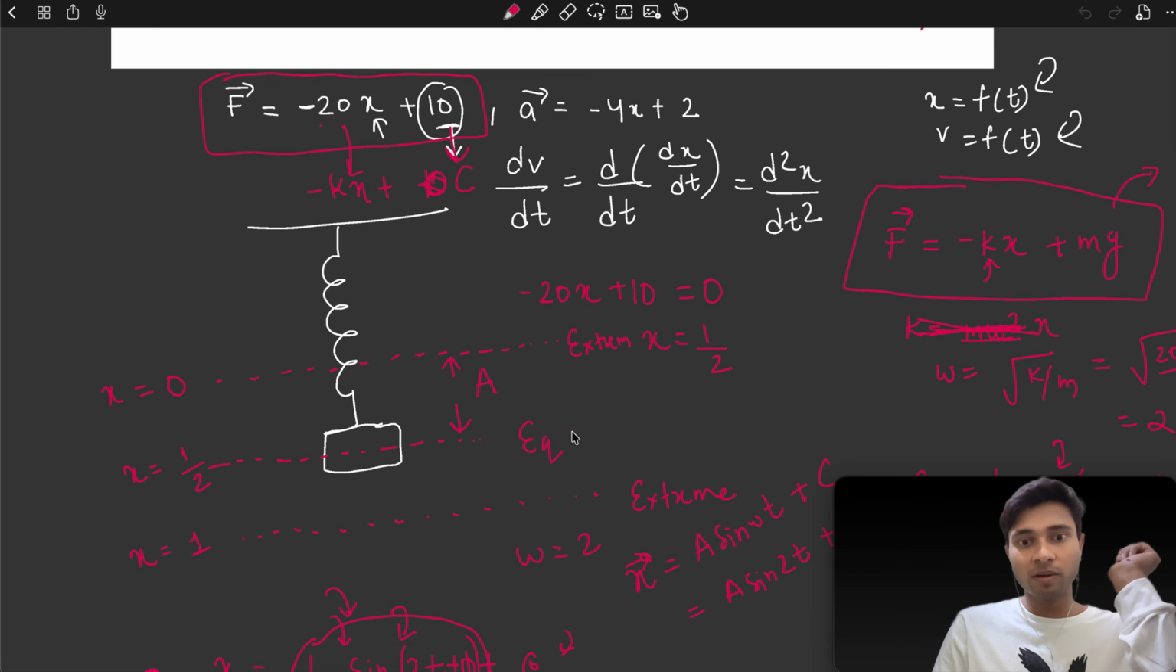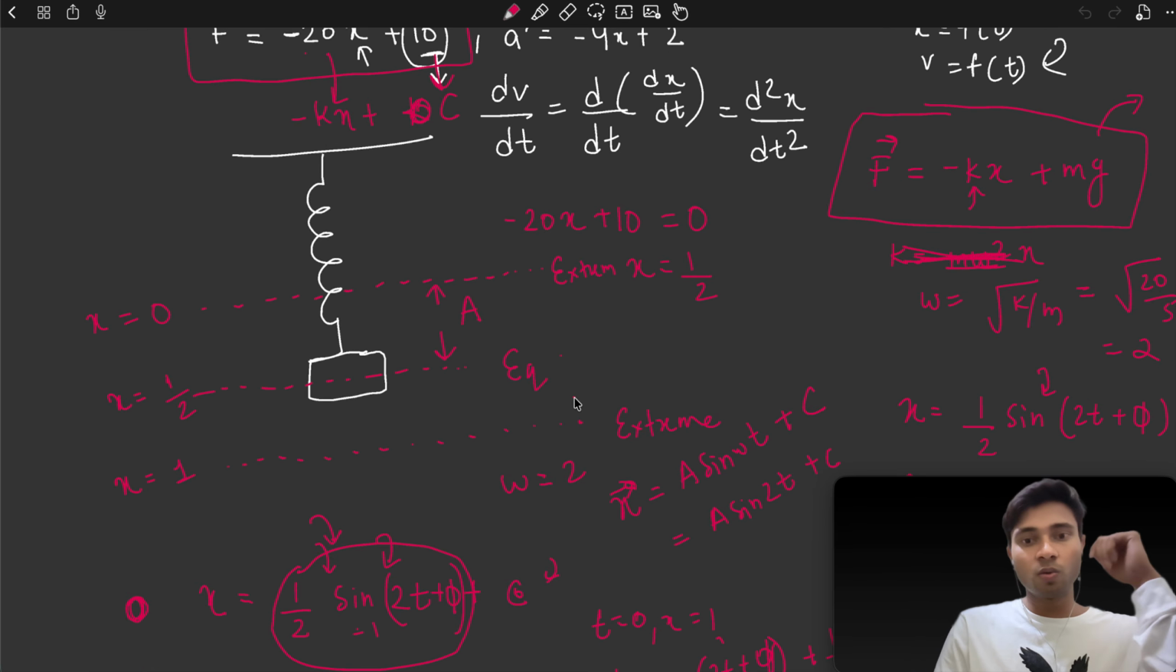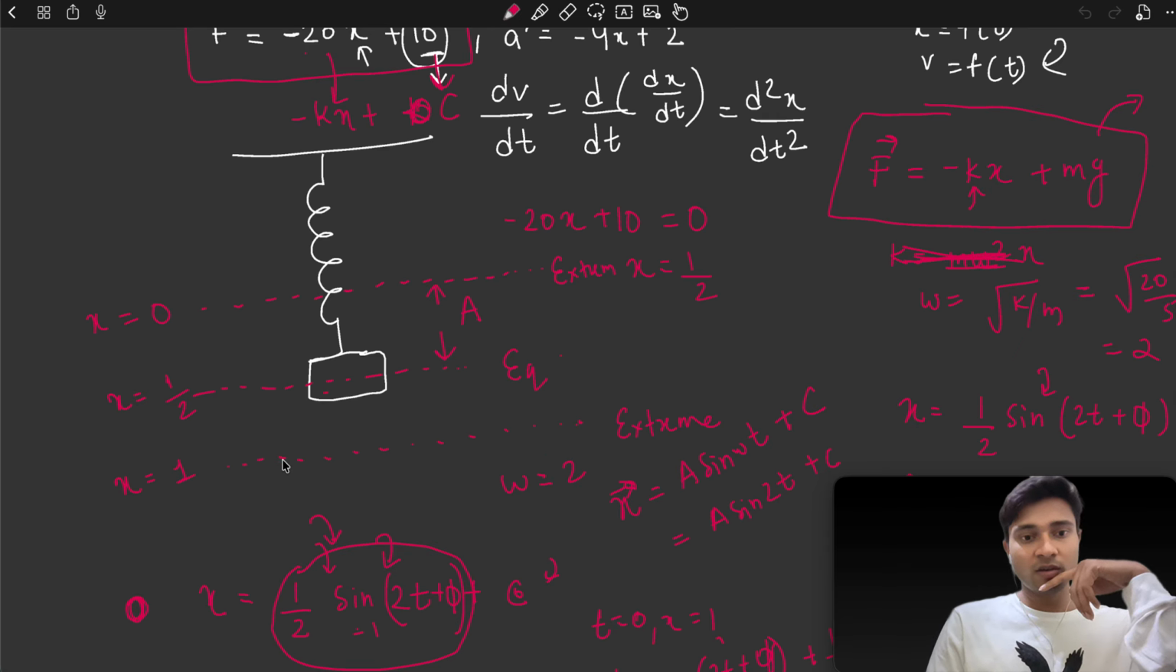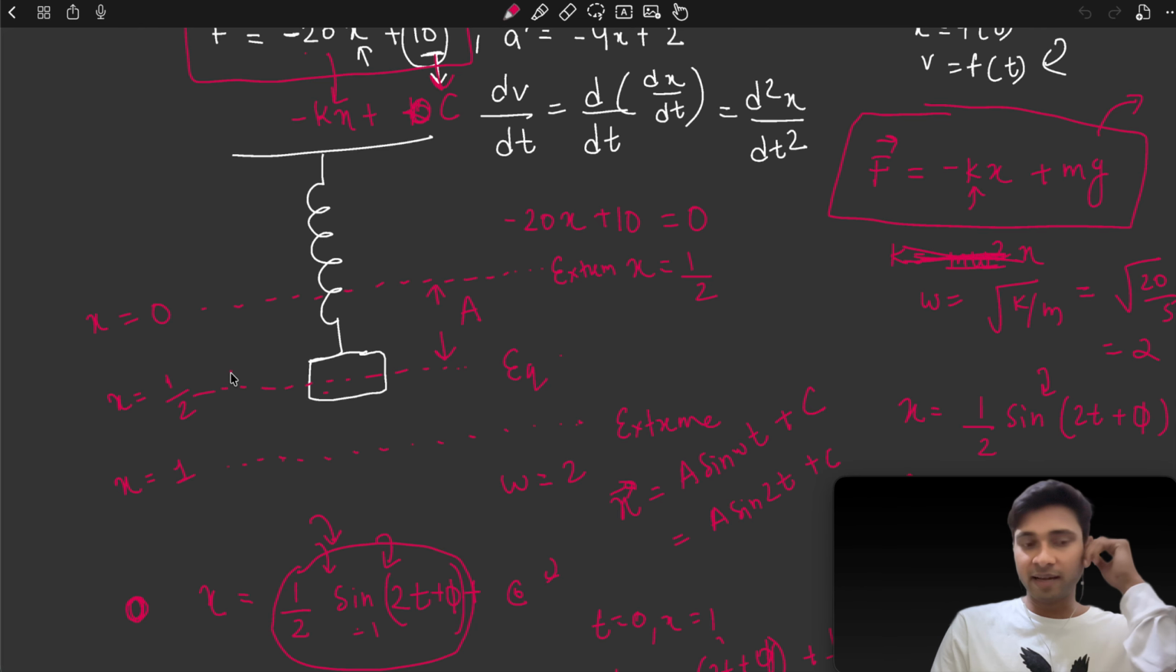Why is it equilibrium? Because the force was 0. x is equal to 1 was an extreme. Why was it an extreme? Because it was at rest. So one equilibrium and one of the extremes are known, so definitely the other extreme will be in the opposite direction with the same magnitude. So I got the value of A as 1 by 2.